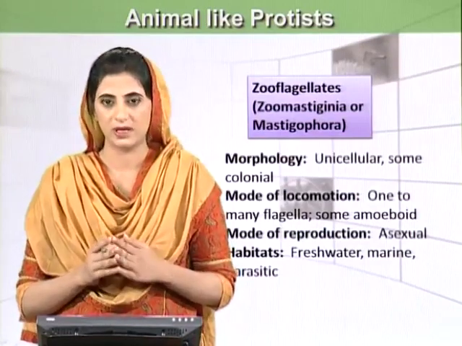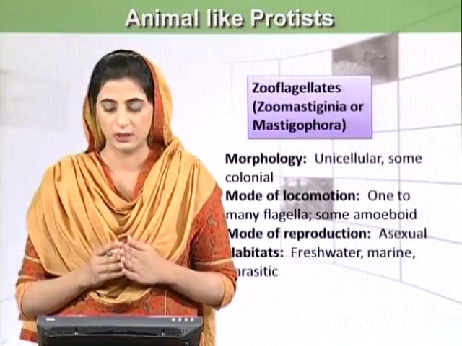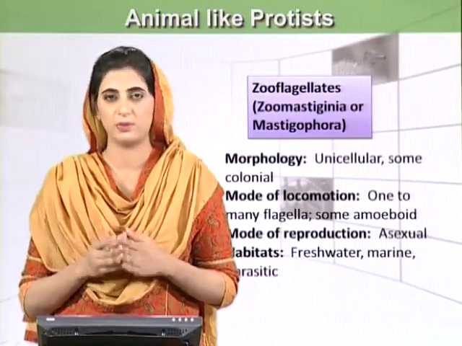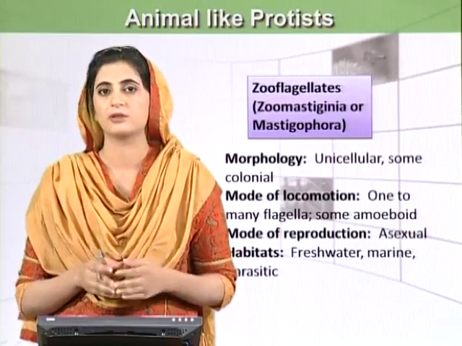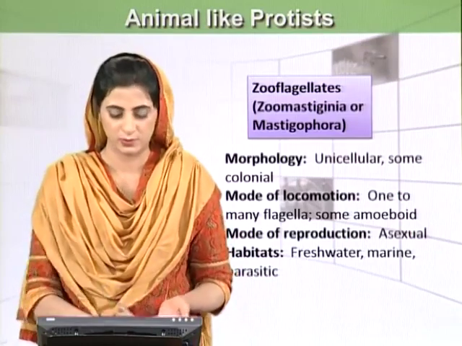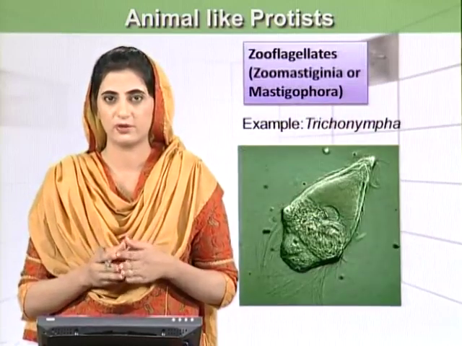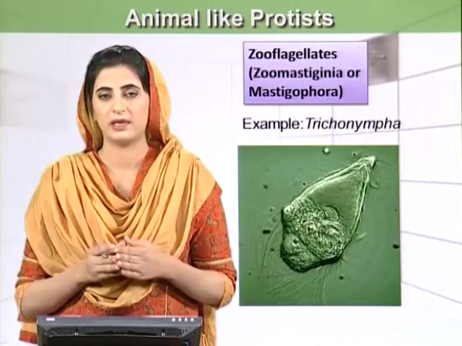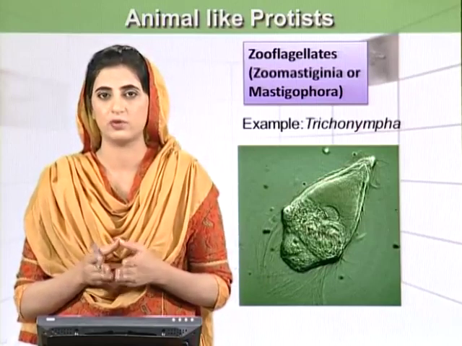Then we have zooflagellates, and they are unicellular mostly, but some are colonial too. They move with the help of one to many flagella, or some have amoeboid locomotion, and they reproduce asexually. Talking about their habitat, they are freshwater, marine, or they may be parasites too. The example is Trichonympha, which is in a symbiotic association with termites, and it lives in the gut of the termite and helps in the digestion of dry wood.